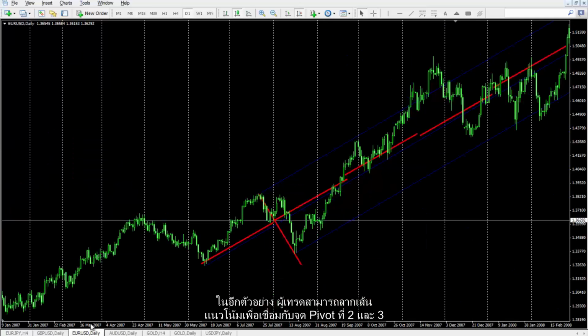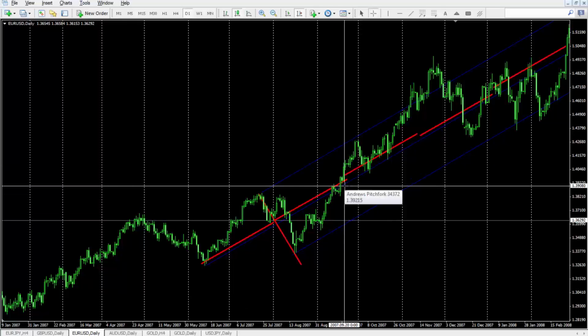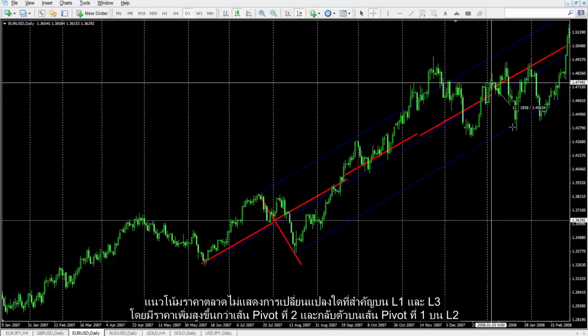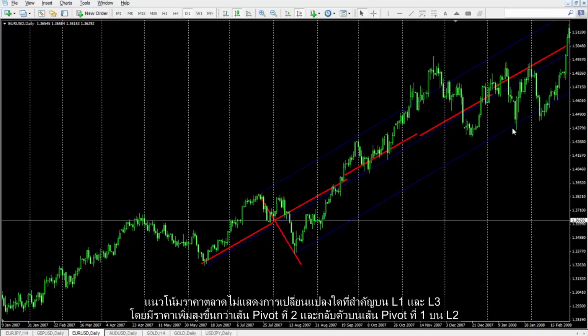In another example, a trader could draw a trend line to connect the second and third pivots. Then, a direct trend line could be placed between this line and the first pivot, known as L. A trader could copy and paste the trend line, L, by holding Control on the keyboard and double-clicking on the L. 4 duplicate L lines could be placed on the first pivot line after the connecting line between the second and third pivot. Market price trend did not show any considerable change on L1 and L3, while the price increased over the second pivot line and returned to the first pivot line on L2.